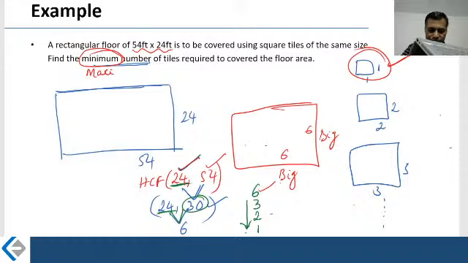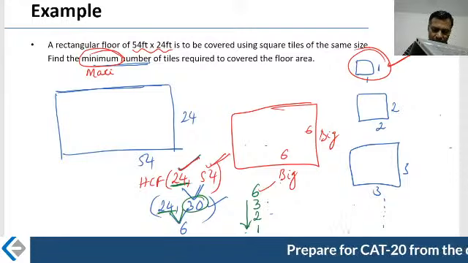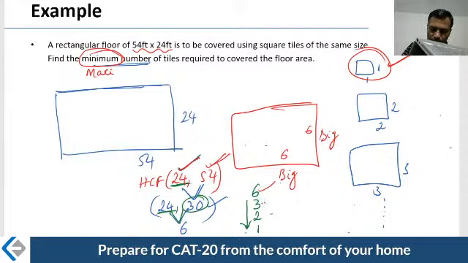6 by 6. What if 6 was not dividing these two numbers? Fine. Then you have to go for the next factor. What is the next factor after 6? 3. What is the lower factor than that? 2.